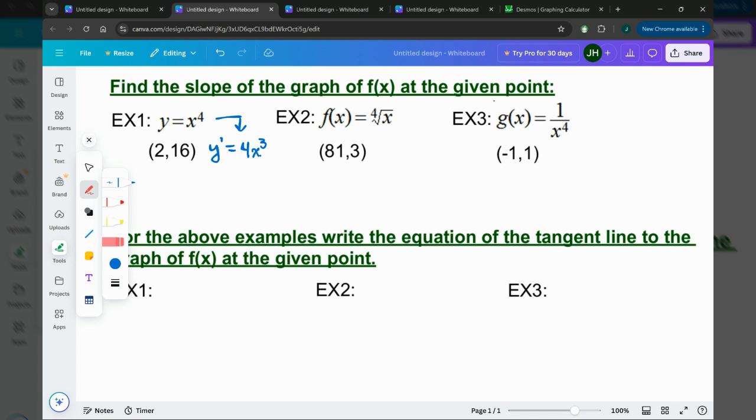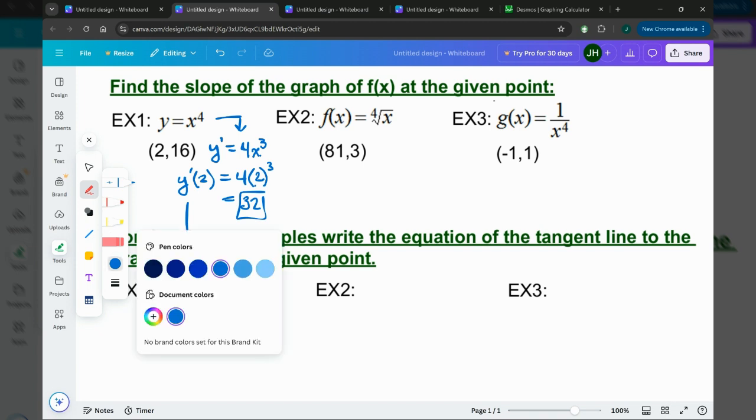So how do I find the derivative at 2? How do I find the slope of the curve at a specific point, like (2, 16)? Well, here I'm going to plug in 2 for x. And if I work this out, I'm going to get 32. The slope of this function at the point (2, 16) is 32. Now, I'm going to go right to the problem below it, because the problem below it says, hey, let's write the equation of the tangent line.